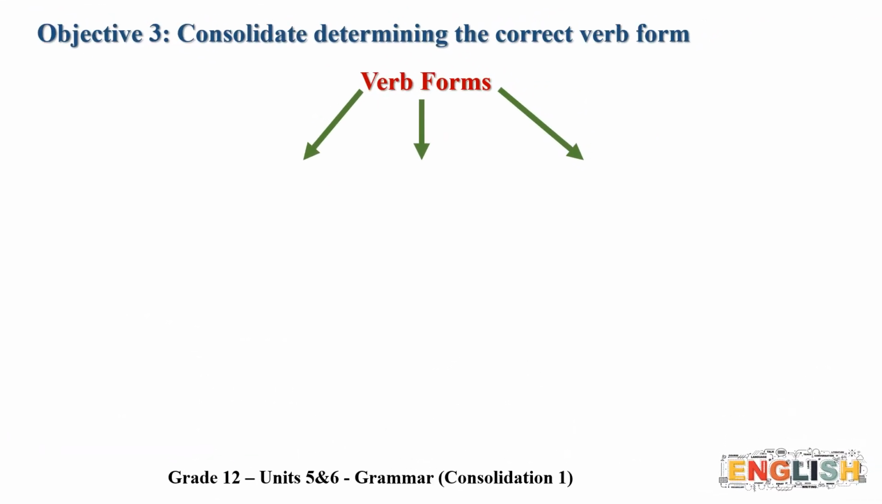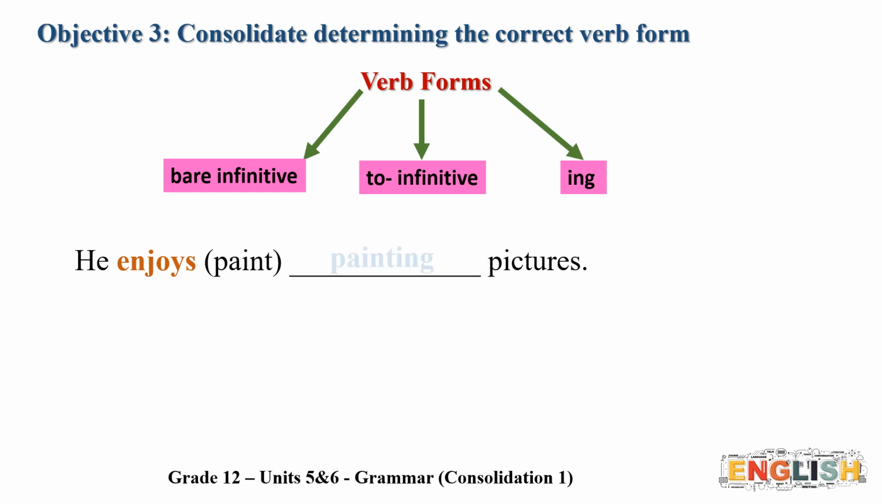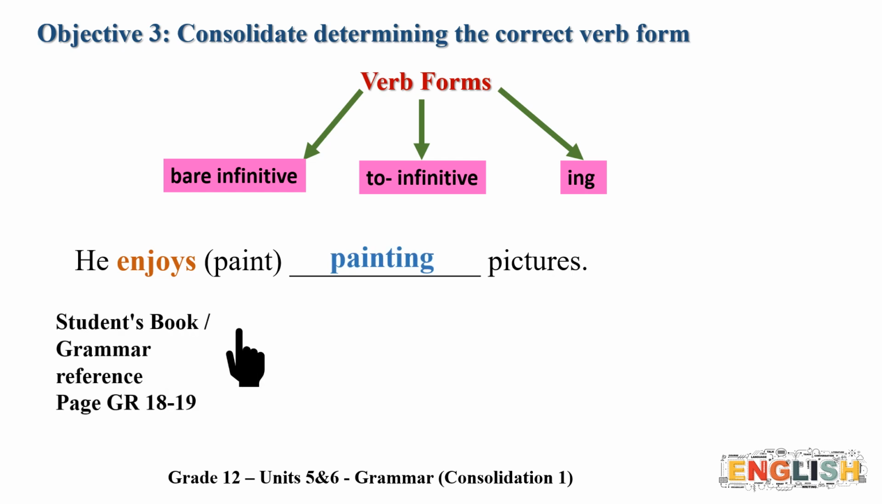Now we come to the last grammar point of this grammar consolidation, which is verb forms. We have 3 verb forms in English: the bare infinitive, the to infinitive, and the ing form. Let's study the following example. The verb paint will take which of the 3 forms above? Excellent, the ing form. You will find more details about the verb forms in your student's book in the grammar reference, page GR 18 and 19.